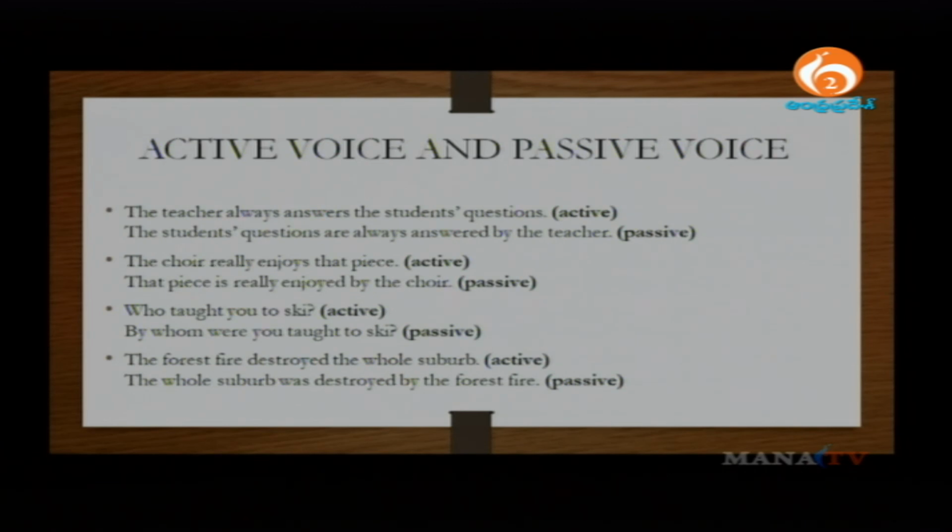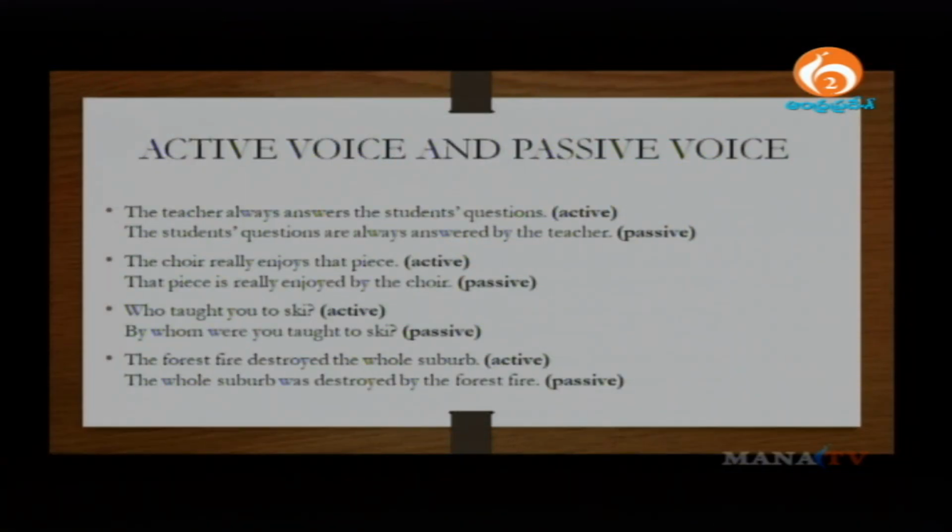The teacher always answers the students' questions. Active voice. And you have, the students' questions are always answered by the teacher. Passive voice.